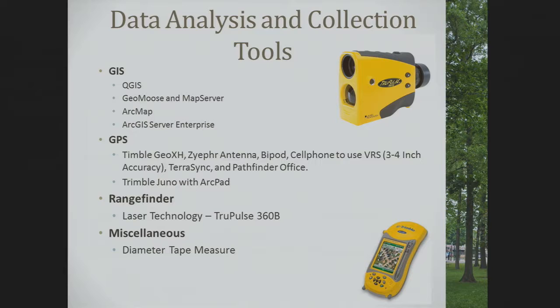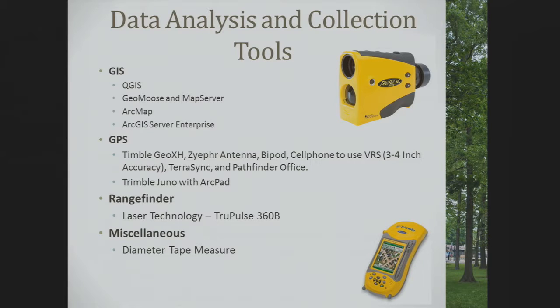Some of the GIS tools we used were QGIS, GeoMoose and MapServer, which is an open source GIS. It's free. You can download it right now and use it. We also use ArcMap and ArcGIS Server Enterprise. Basically, we're a hybrid shop. We use a mix of tools to allow us to alleviate costs in our GIS and the maintenance and all that for licensing.